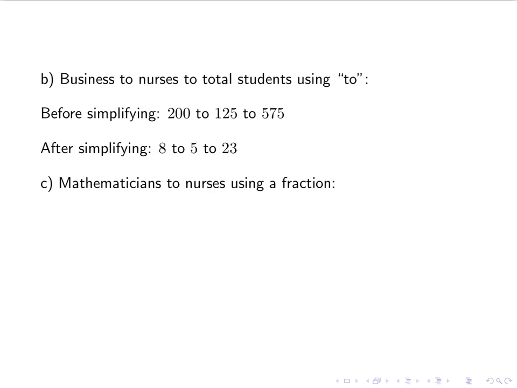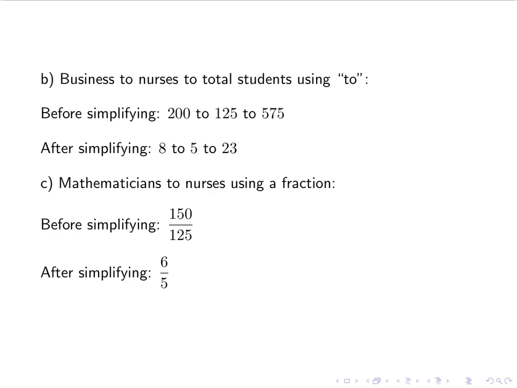And then let's do mathematicians to nurses using a fraction. So again, we can only use a fraction if we're doing 2 of them, because a fraction with 3 would look a little wonky, right? And we always think of fractions as having a numerator and denominator, so only 2 for these guys. So before any simplifying, it's 150 mathematicians over 125 nurses. And if we simplify that, we get 6 over 5.